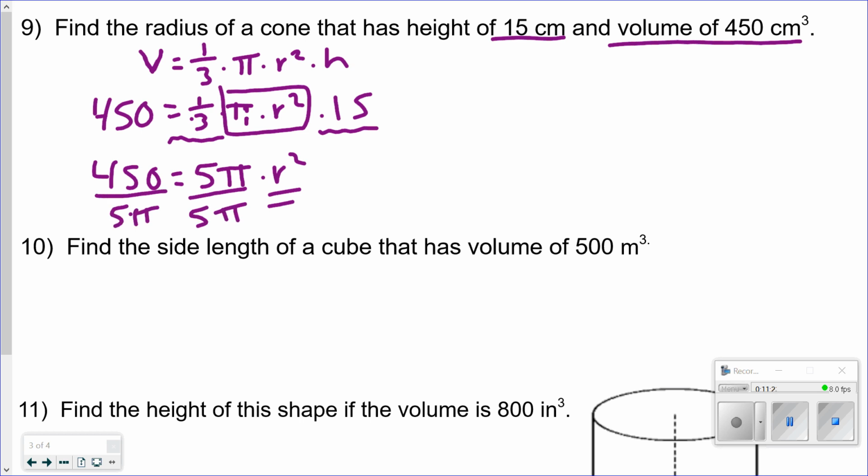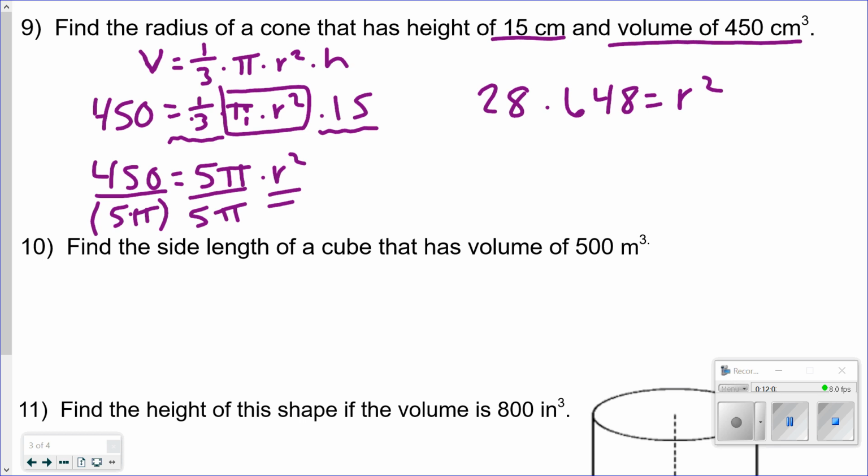So that means I'm going to divide by 5 pi because I need to get rid of that. Be careful when you plug this into your calculator. Make sure you put parentheses around 5 pi, because if you don't, your calculator will do 450 divided by 5, and then times that number by pi. We don't want that. We want 450 divided by the entire quantity, 5 pi. When you plug this in your calculator, you should get that 28.648 is equal to r squared.